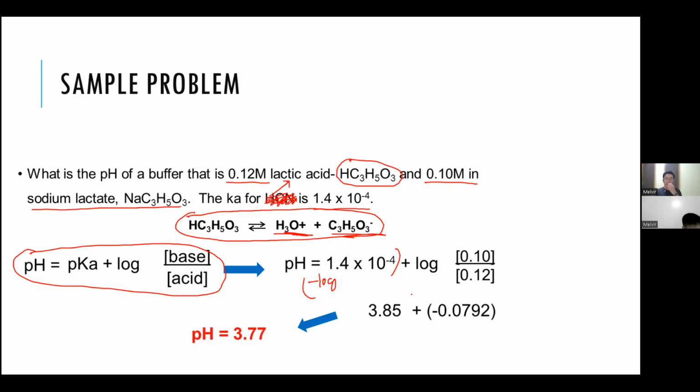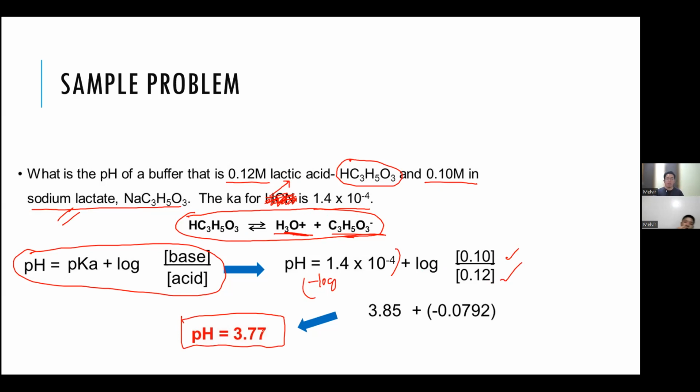ng base over acid. Now, Joshua, pag gumagamit ng Henderson-Hasselbalch equation, it's very important that you know who is the acid and who is the base. This one, it's easy. It's already mentioned. Lactic acid is, of course, yung nasa ilalim, 0.12 molar. And then, yung sodium lactate, that will be 0.10. And then, once you perform this calculation, your pH is equal to 3.77.